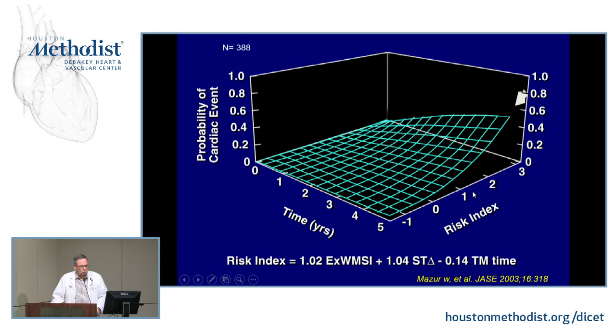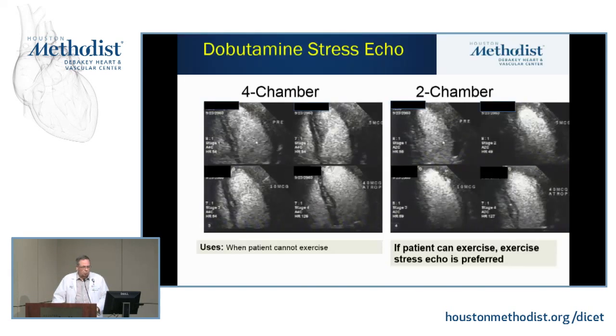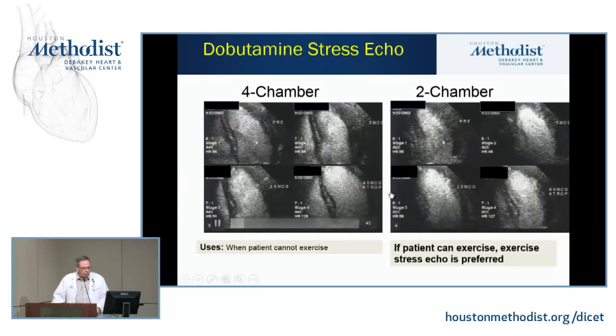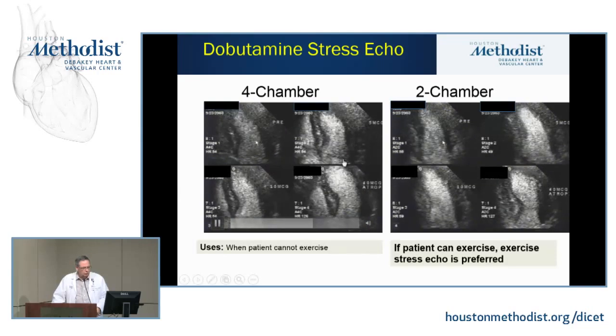And if you combine wall motion with the treadmill data, I showed you this slide a few weeks ago, then you even have a more powerful tool for looking at prognosis, because not only you have the exercise wall motion index, but you also have ST changes and duration of exercise, and then you combine all that data to have a more powerful prognosticator. And this is obviously a nice example of a positive dobutamine. When positive is very nice.